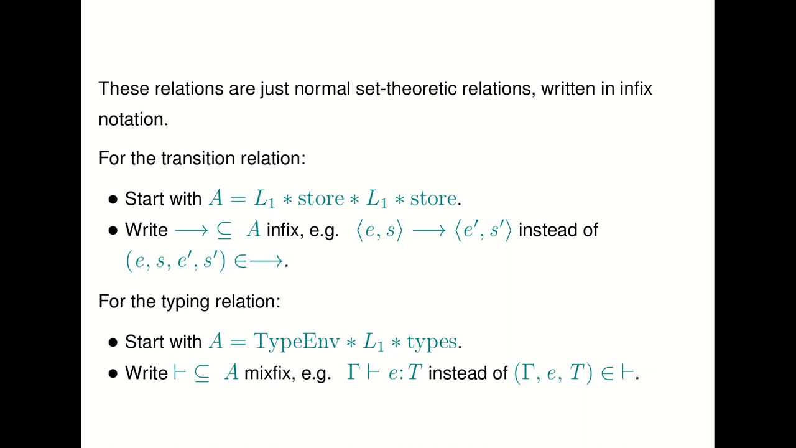So, for instance, for the transition relation, what we have is a set of L1 programs and stores, and L1 programs and stores. So this is a four-tuple. And so we're saying that we're writing this relation arrow as a subset of this huge set. So that's how you define relations, remember? If you want to define a relation between two sets, what you do is you take a subset of the Cartesian product of those two sets.